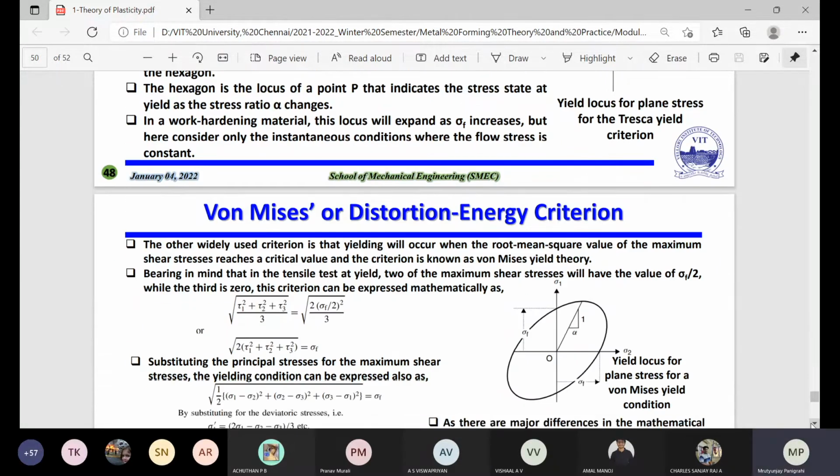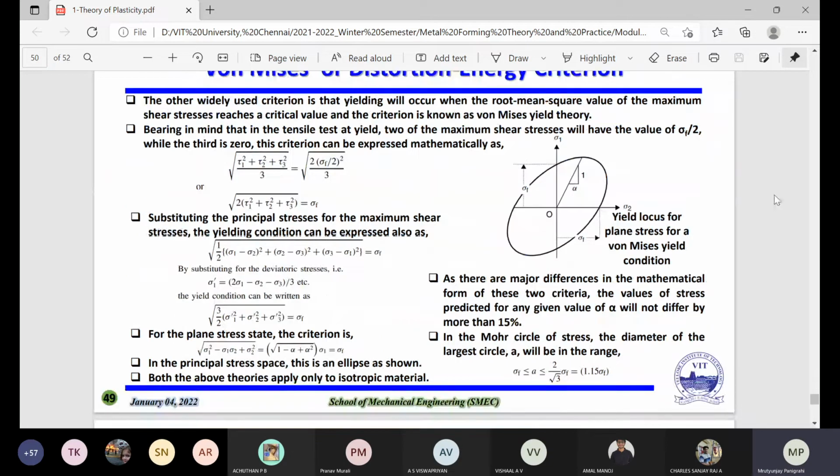Then the next one, we have the von Mises, or the distortion energy criteria. Here also, if you consider the yield locus for the plane stress for the von Mises yield criteria, the earlier one we considered as a rectangle, but here it is an ellipse. Okay. So what do you have to find out?